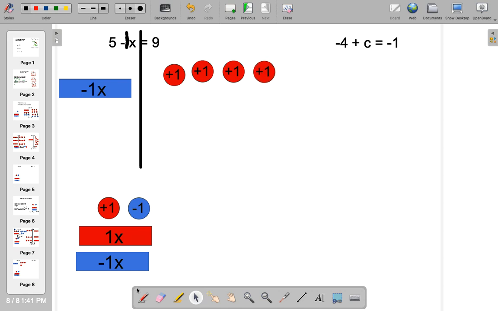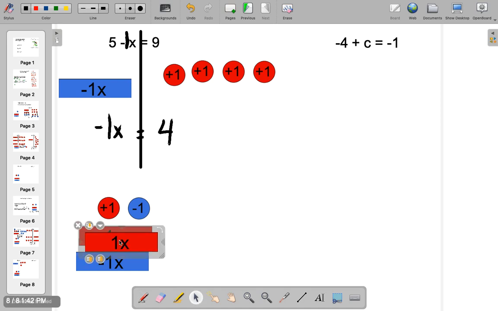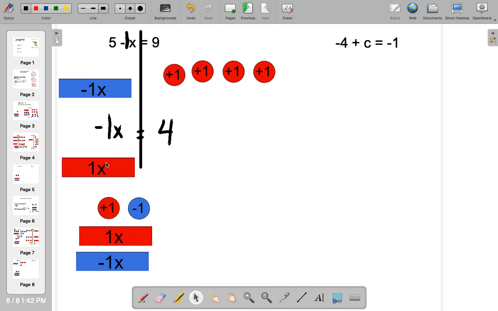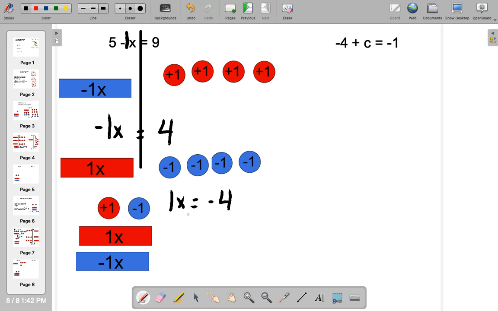Now, here's the part that's new. We have a negative 1x is equal to a positive 4. In order to change this to a positive x, I make this side of the equation opposite. So then I would need to make the other side of the equation opposite as well, which means my new answer would be positive 1x is equal to negative 4. Same process, just with an extra step at the end.